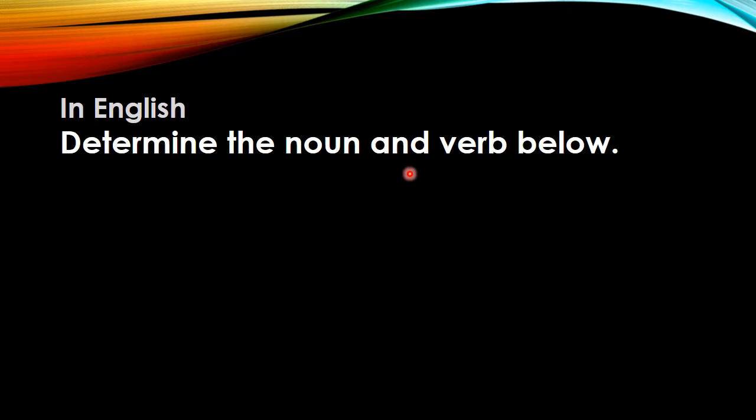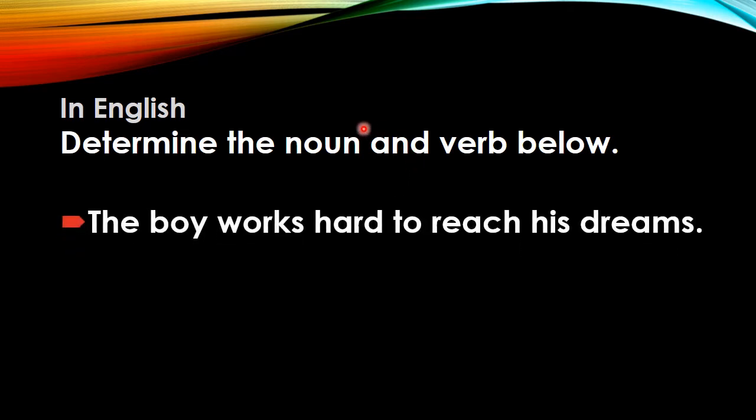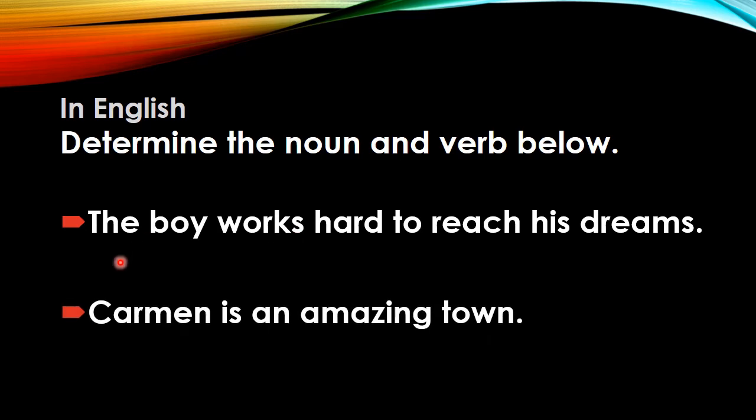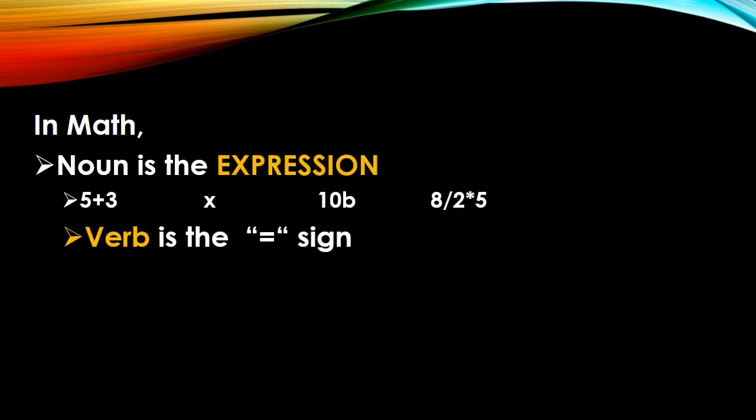Determine the noun and verb below. The boy works hard to reach his dreams. The noun here is boy. The verb is works. The next sentence is Carmen is an amazing town. The noun here is Carmen and the verb is the word is, a linking verb. On the other hand, in mathematics, the noun is called the expression and the verb is the equal sign. Examples of expressions are 5 plus 3, x, 10b, or 8 over 2 times 5.